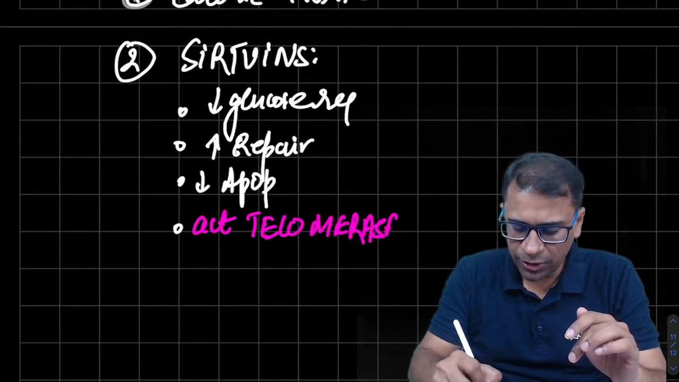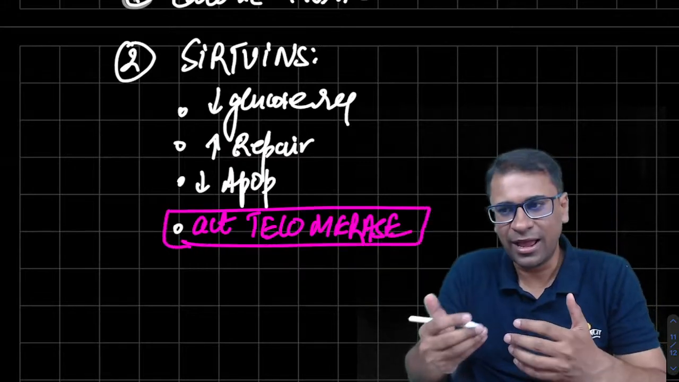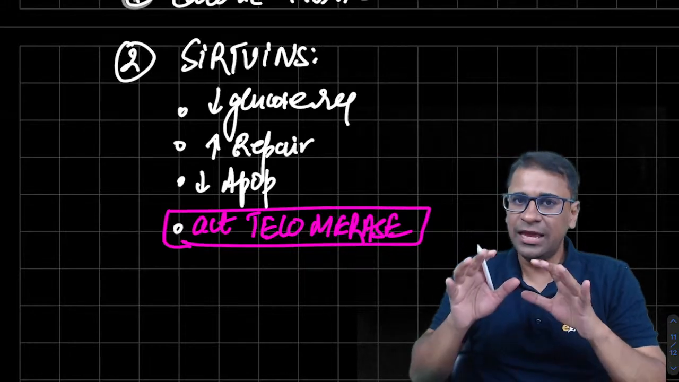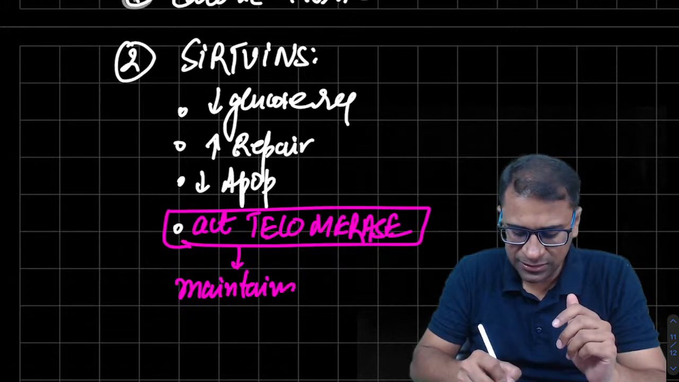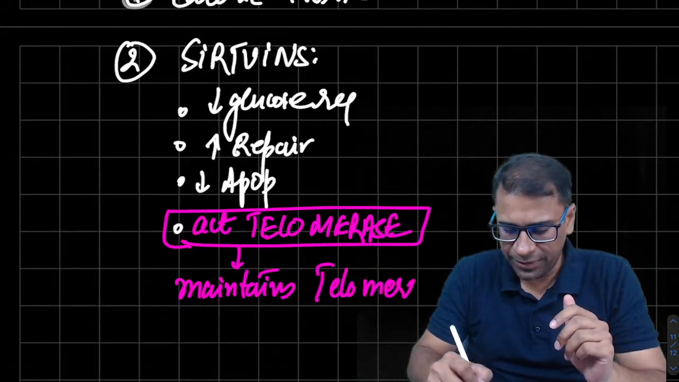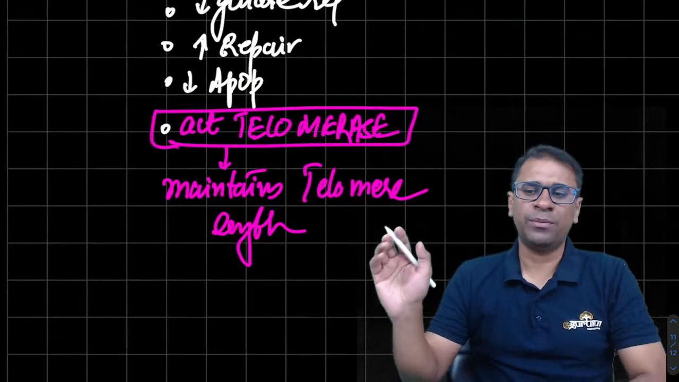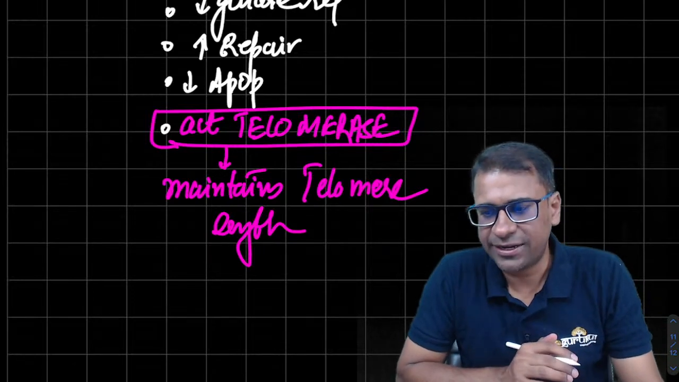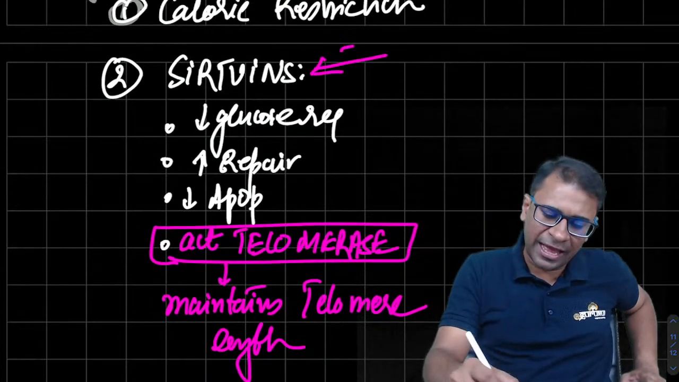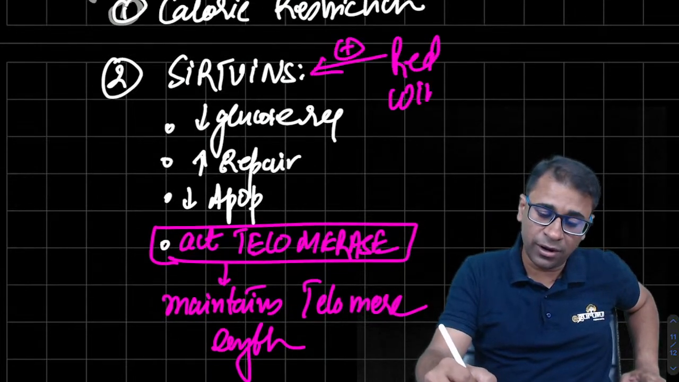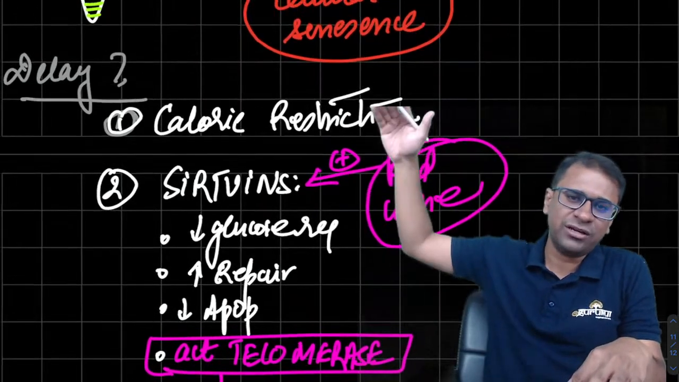Because it activates the enzyme telomerase, the telomerase does not cleave the telomere. It maintains the telomere length. That is how the entire action of telomerase works. Now this sirtuin is often activated by intake of red wine. Yeah, you heard it correct. Red wine. So there are two ways of delaying aging: one is calorie restriction, and one is red wine.